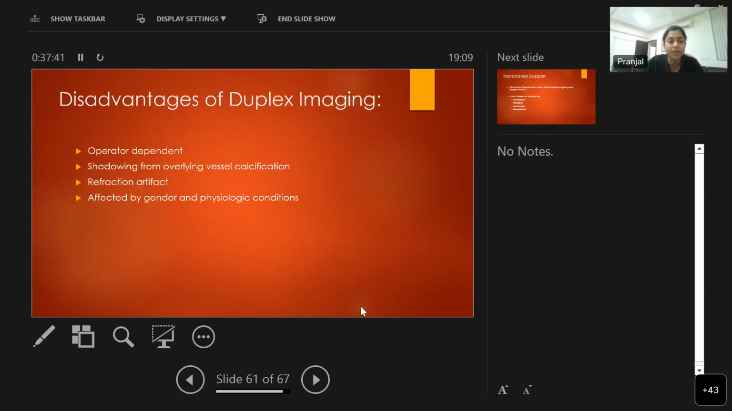Disadvantages are that it is operator dependent. It may have artifacts due to shadowing from the overlying vessel calcification. There may be refraction artifact, and it is affected by gender and physiological conditions.